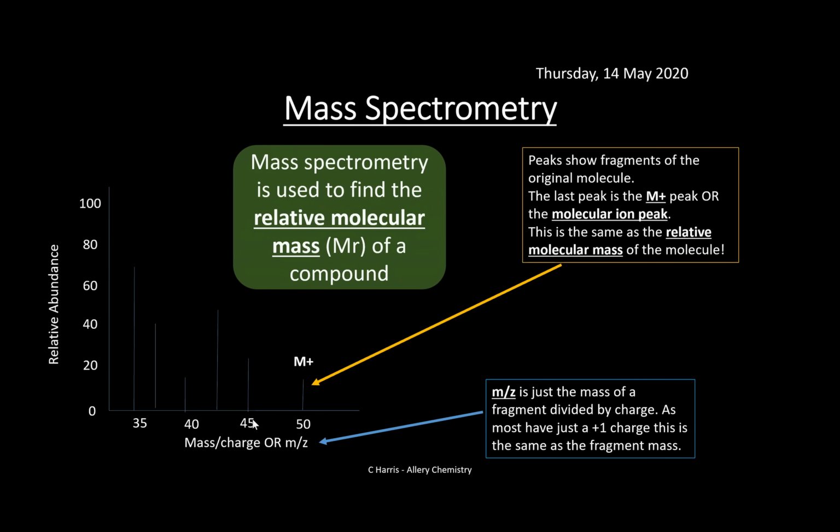The peak at the end here is called the M+ peak. The M+ peak shows the mass of the original molecule that we had before it was put in the mass spectrometer and broken up into the fragments. This is also known as the molecular ion peak, and basically this tells us the relative molecular mass of the molecule. In this case, we can see that this molecule has a relative molecular mass of 50 because the M+ peak is here. It's the most significant peak furthest right in the actual spectrum. So this is an M+ peak here.